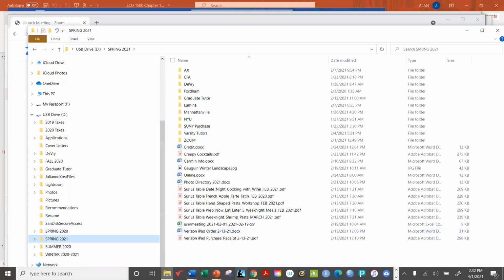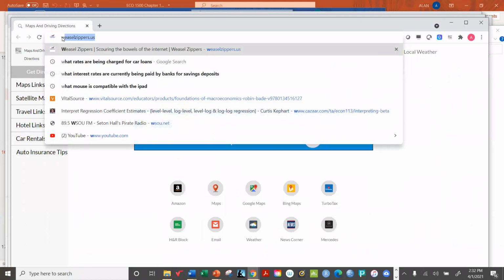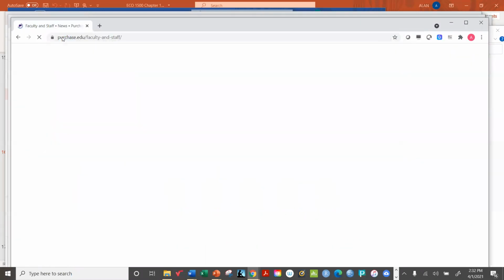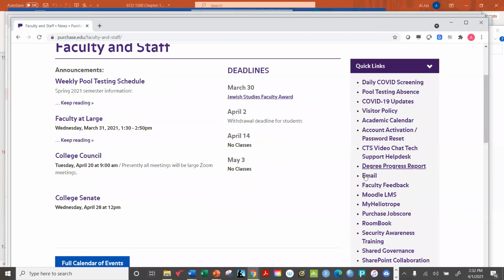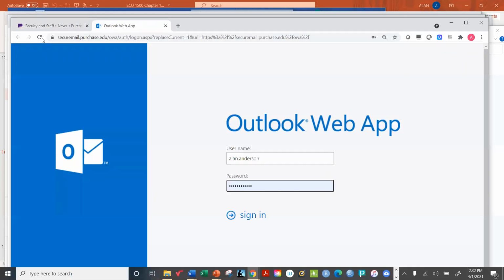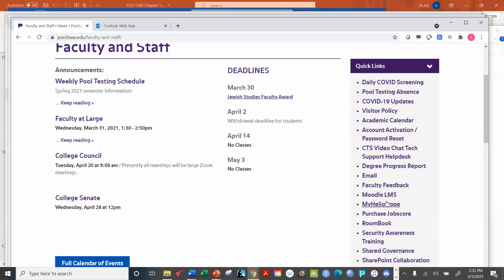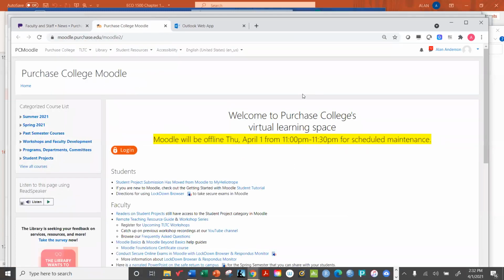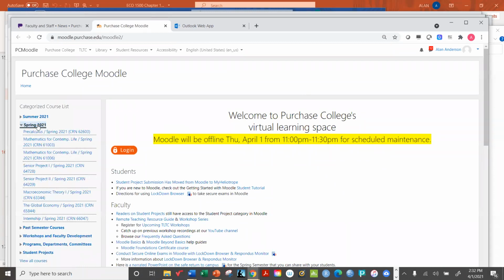Oh, before we do that, let's take a quick look at Moodle. Nope, not that. Moodle. All right, and so, oh, tonight. They're working on it tonight, so we have to watch out for that. Anyway, here we go.